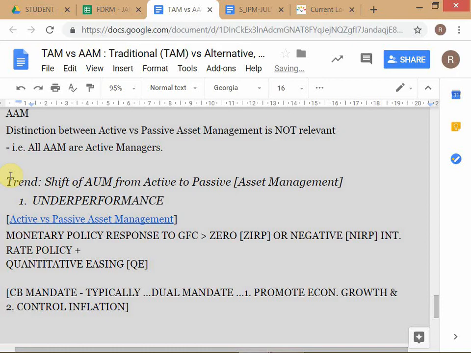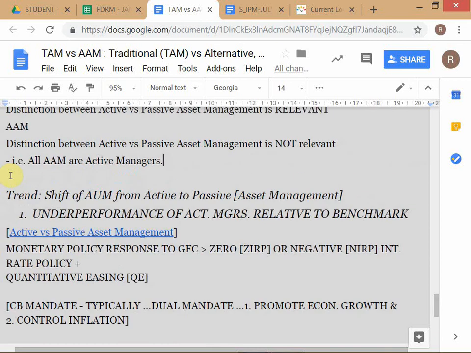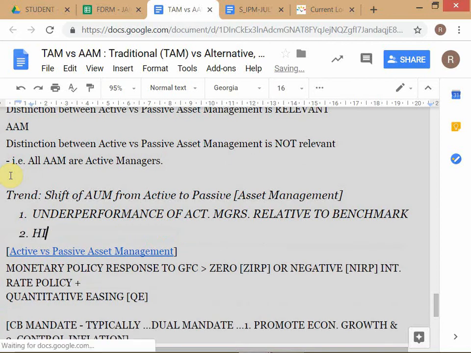Underperformance relative to benchmark, okay, underperformance of active managers. I'm going to use short forms. So underperformance of active managers relative to benchmark. Then higher fees of active managers. All right.